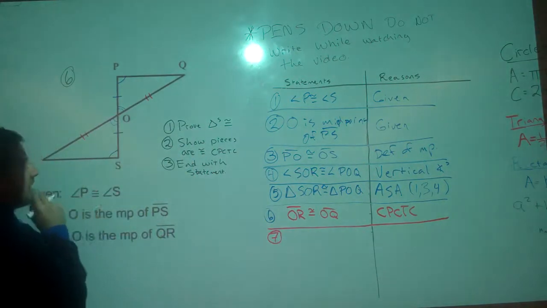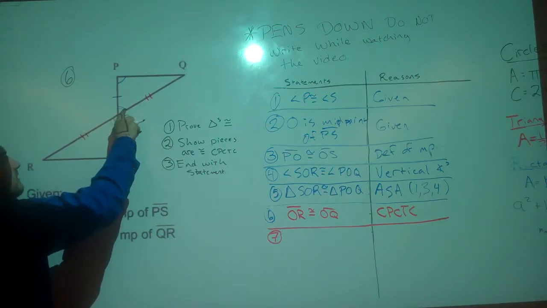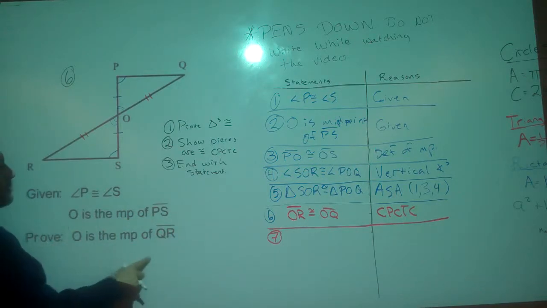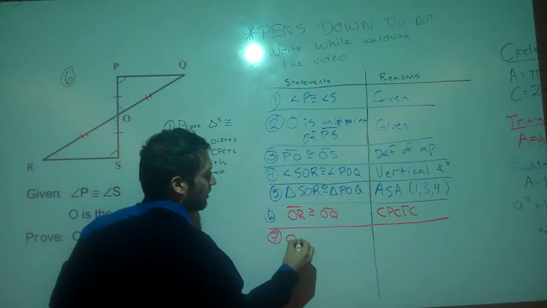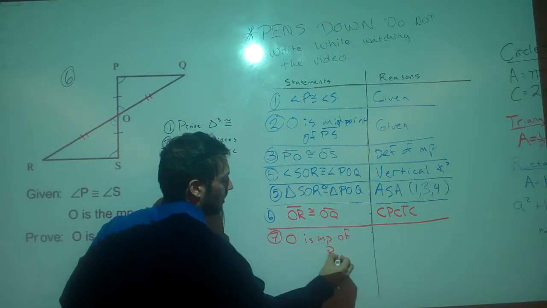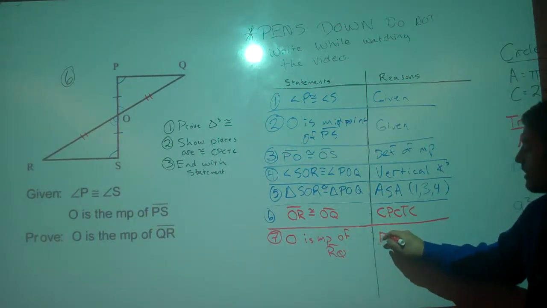At this point, I've proven that these 2 pieces are the same, and if RO is the same as OQ, then it follows logically that O is the midpoint, so I can end with my statement that O is the midpoint of RQ. And this is by the definition of midpoint, that the 2 pieces are the same.